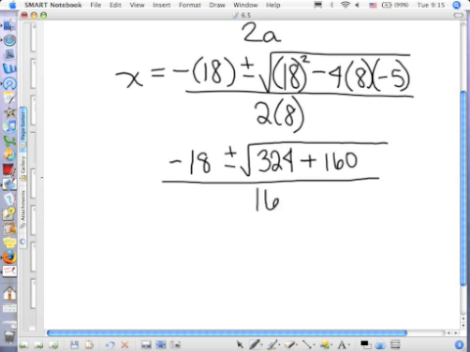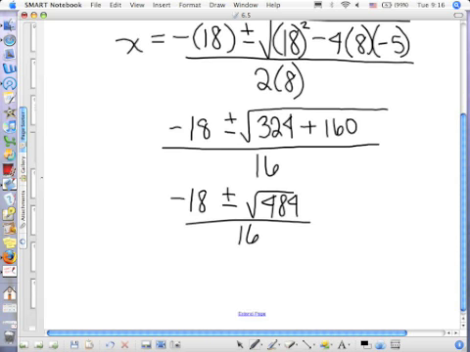Don't start trying to reduce anything. You've got to get it all the way down before you even think about canceling or reducing. What's 324 plus 160? 484. And I believe that 484 is a perfect square. The square root of 484 is 22. Thank you, Parker.